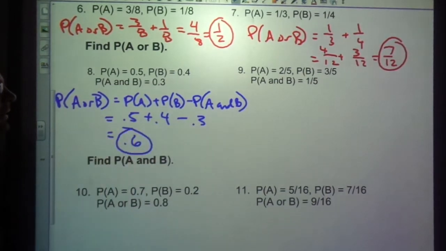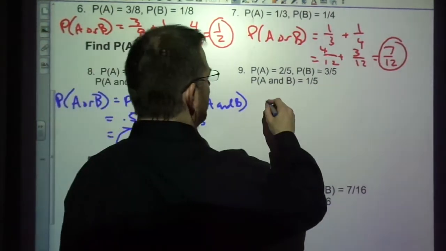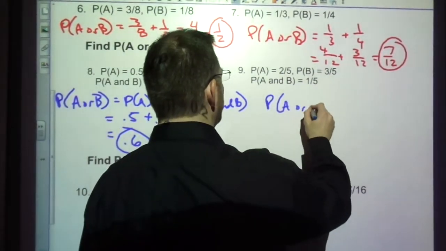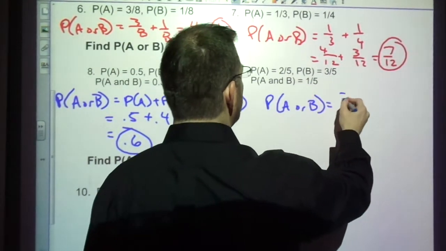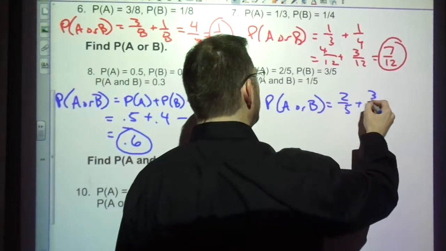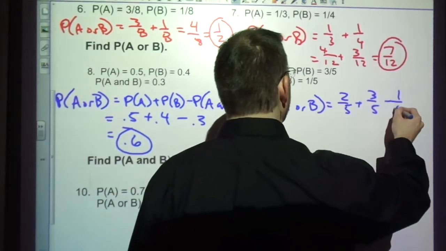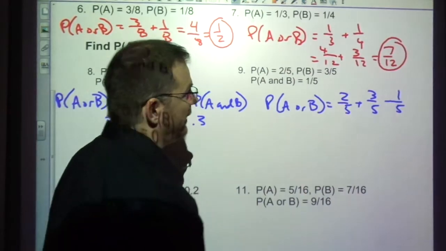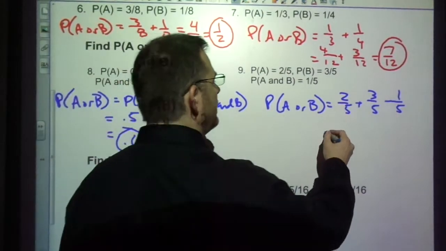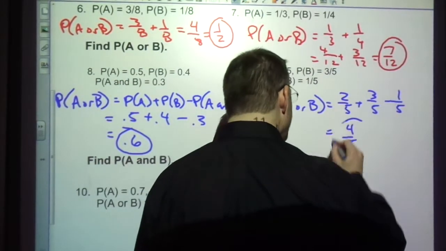There we go. Same thing here. Probability of A or B, all of A plus all of B minus the overlap. That's 5/5 minus 1/5 is 4/5.